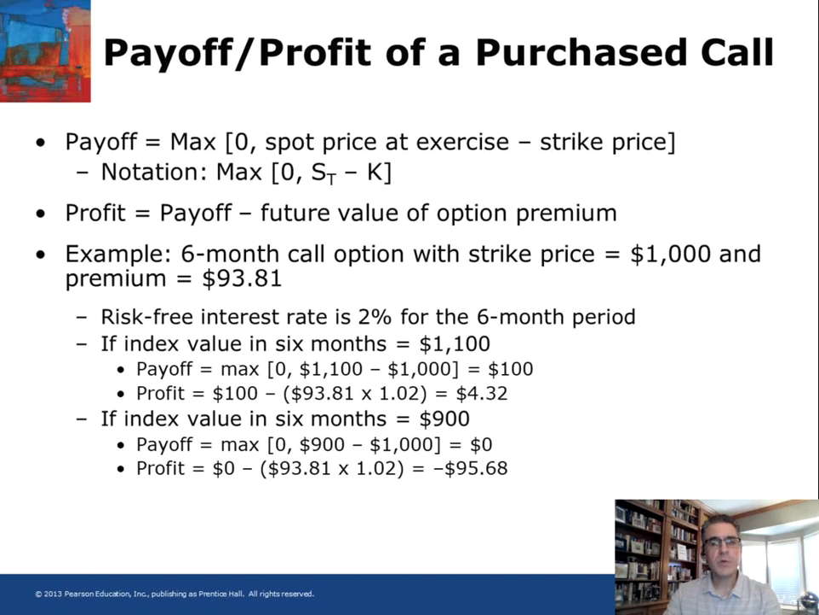If the index value increases to 1,100 after 6 months, then the option is in the money and it will be exercised by the buyer. The payoff is the difference between the spot price of 1,100 and the strike price of 1,000, or $100. The profit to the buyer is that $100 payoff minus the future value of the $93.81 premium that's paid at time 0. We multiply the $93.81 by 1.02 to represent the interest factor and subtract it from the $100 payoff, which results in a profit of $4.32.